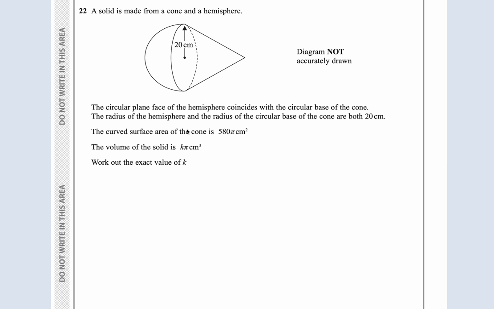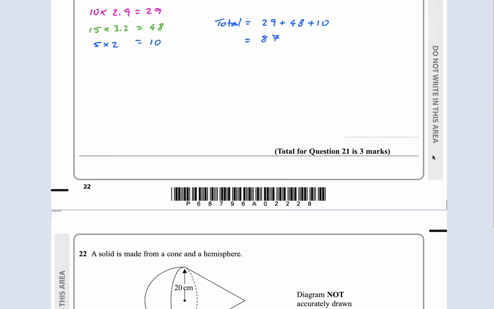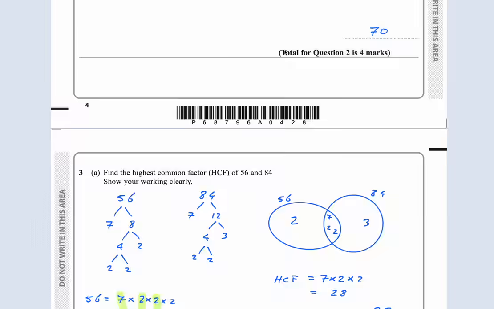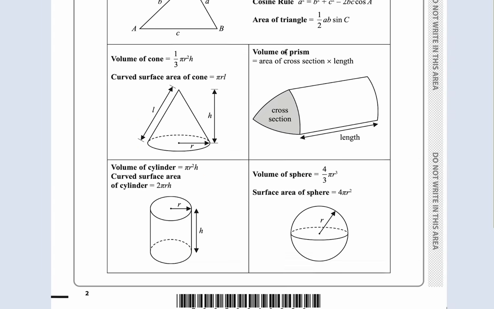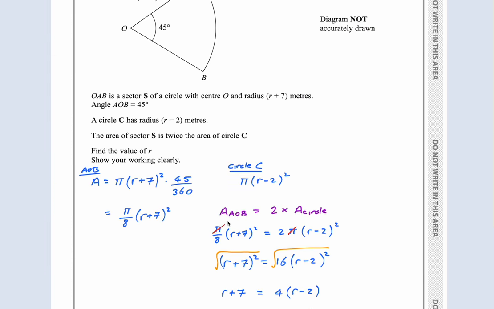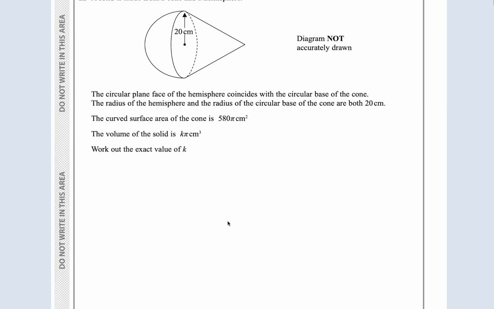Obviously, this is a tricky question. So the curved surface area of a cone. Let's start with that. I can't even remember what it is, but luckily it's here. The curved surface area is pi r L. The volume of a sphere and the volume of the cone are here too, and we're going to need those, but let's go back. It's pi r L, where L is the slant length.